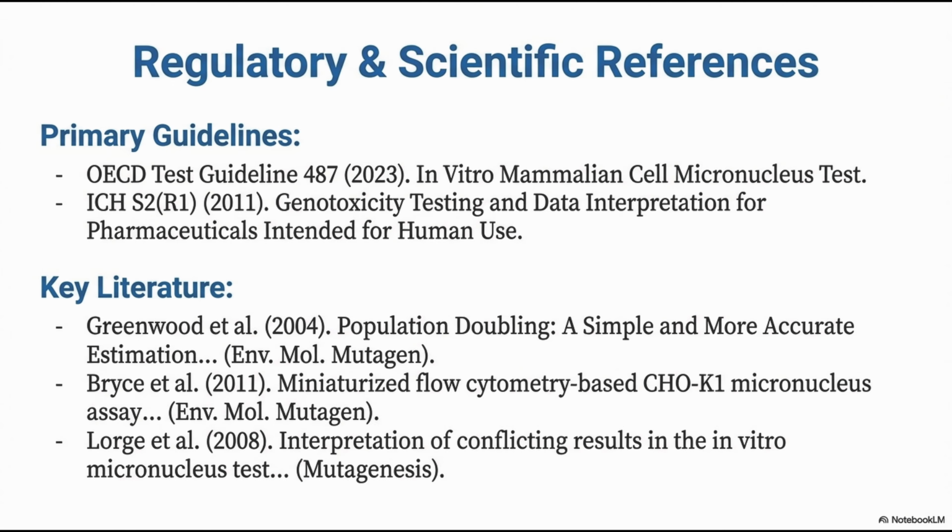These practices are grounded in established guidance and peer-reviewed research, including OECD TG 487, ICH S2R1, Greenwood's work on population doubling, Bryce's development of miniaturized flow cytometry methods, and Lorge's analyses of micronucleus test interpretation and cytotoxicity thresholds.